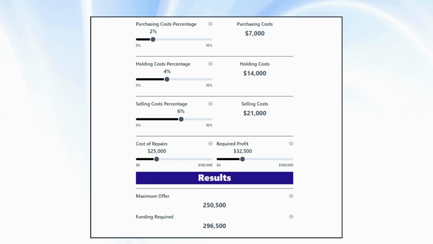So this calculator helps you analyze the property and see what you need, and then you use the required profit to make sure the deal is worthwhile to you. So have fun, play with the numbers, look at deals, start seeing how everything comes together and be proficient with this calculator.